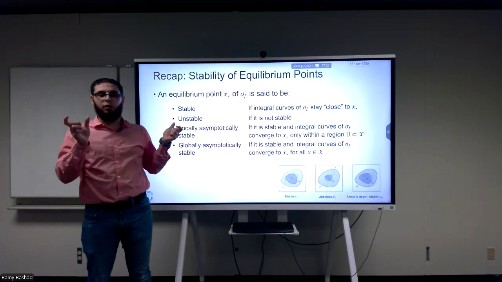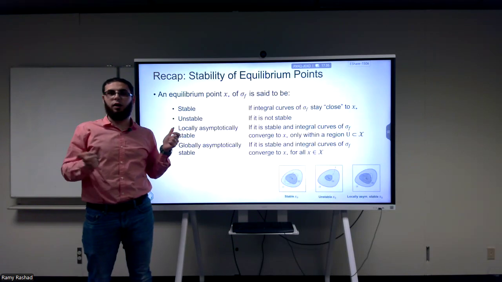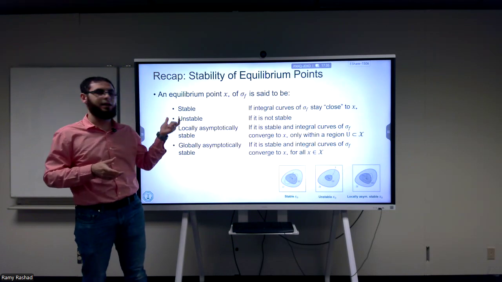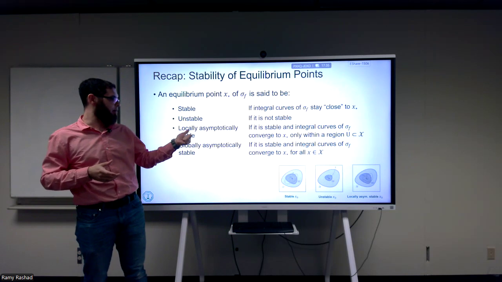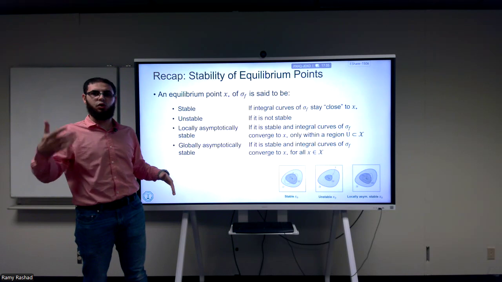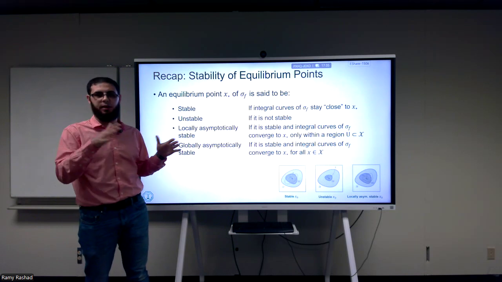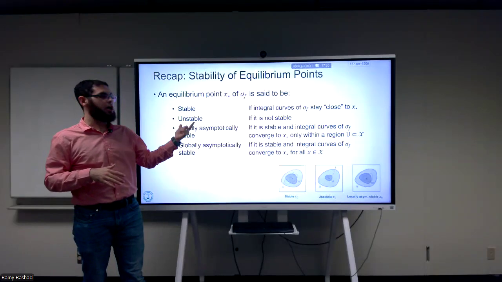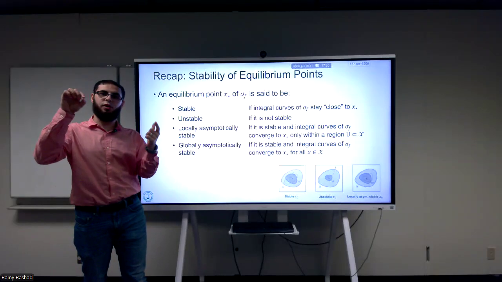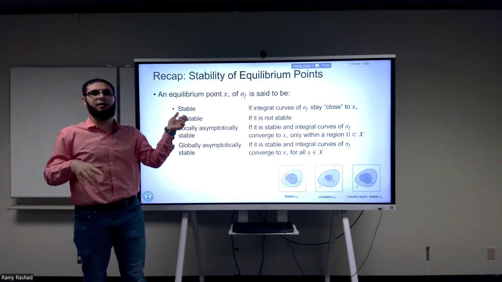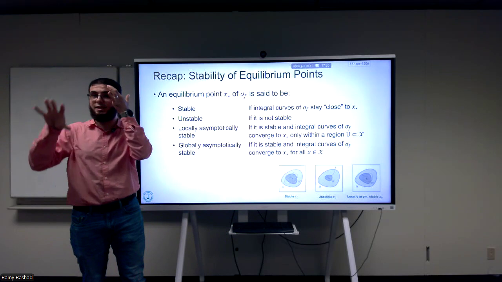And then when you are talking about the equilibrium point of the system, you can categorize it as being stable, unstable, locally asymptotically stable, or globally asymptotically stable. There are stronger notions of stability, like exponential stability, but we're not going to be going there. These are enough. Something that is unstable means that if you start near this equilibrium point, you will always go away from it. If you're stable, this means that if you start near it, you will always stay near it.